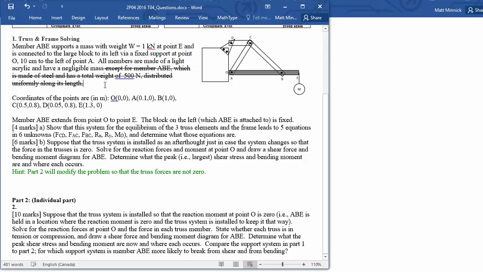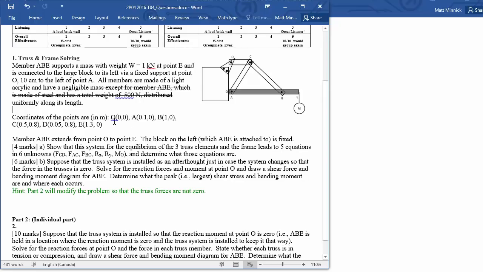End of story. Great. Yeah, coordinates of the points in meters are, there's the origin, which is 10 centimeters left of A, and then we've got B, and C is up there at 0.5, 0.8, D is 0.05, 0.8, E is 1.3, and 0. Okay, remember ABE extends from point O to point E. The block on the left, which ABE is attached to, is fixed.